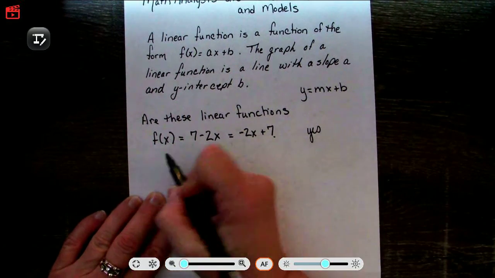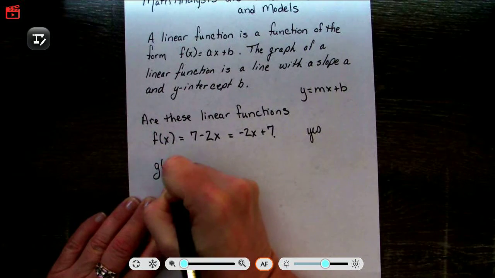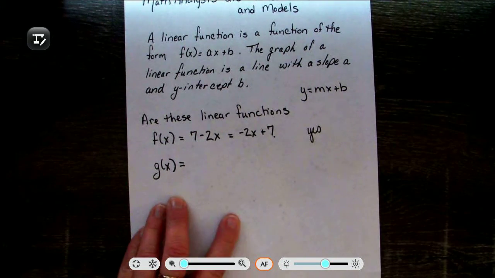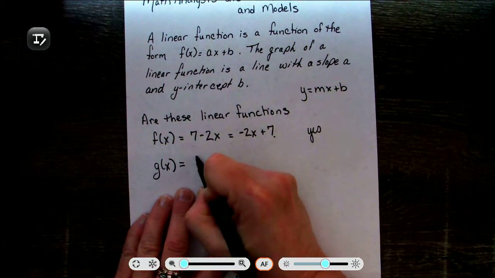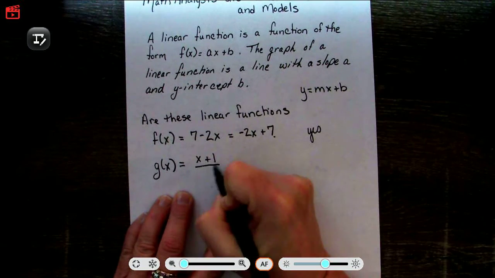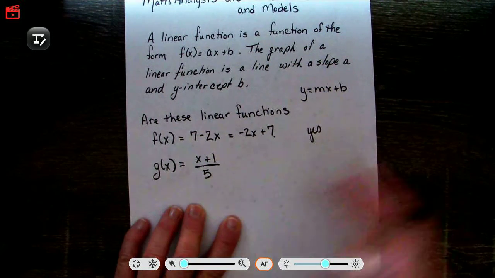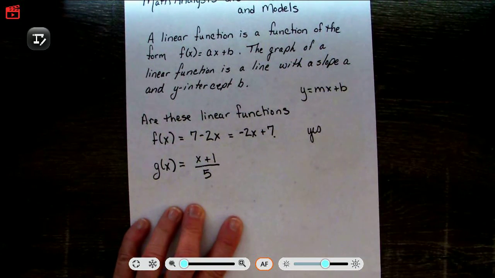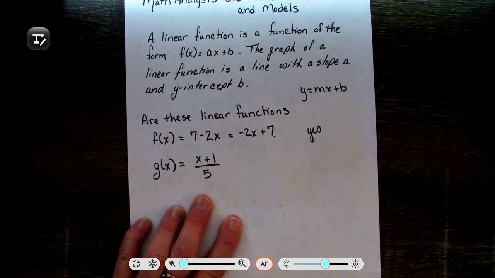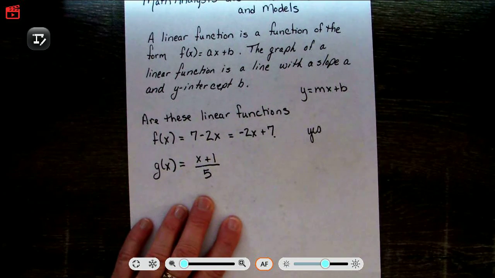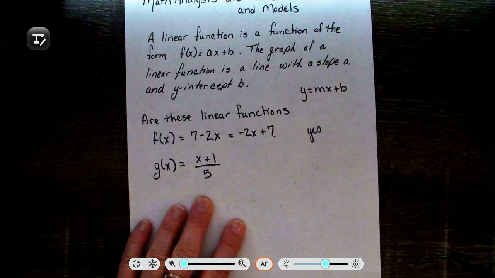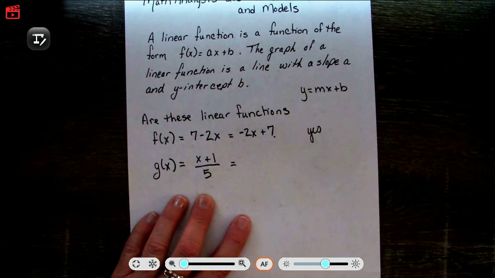How about this one? Let's call it a different letter. Call it G. We don't always have to have F. We could have G. And we could have something that looks a little bit more complicated. x plus 1 over 5. Is that a linear function? Can I write this in the form ax plus b or mx plus b if you like that better? The answer to that is yes.